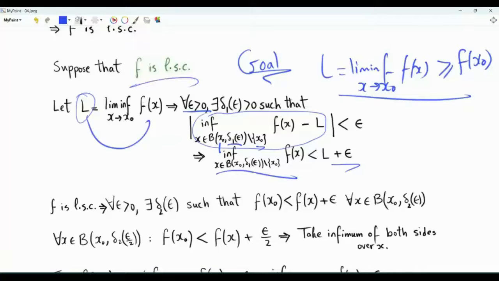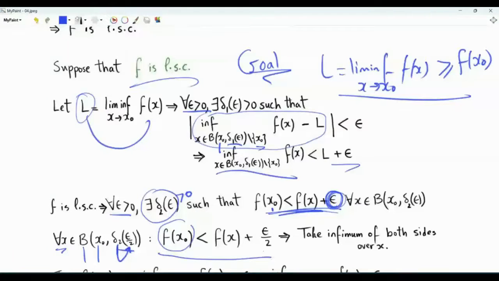It is given that f is lower semi-continuous at the point x0. So for every epsilon greater than 0, there exists delta 2 of epsilon, which is greater than 0, such that f of x0 is less than f of x plus epsilon. This is one of the definitions of lower semi-continuous function, assuming that f of x0 is strictly less than infinity. And this is true for every x that is in the ball with center x0 and radius delta 2. We can choose delta 2 so that this inequality is satisfied with a positive number here that is epsilon over 2. So we choose the delta 2 corresponding to epsilon over 2, such that we have f of x0 is less than f of x plus epsilon over 2.